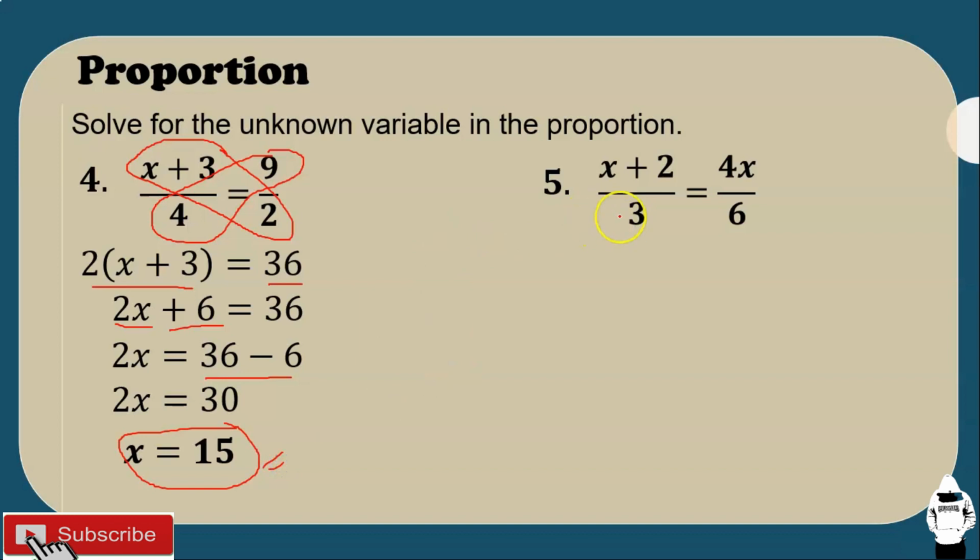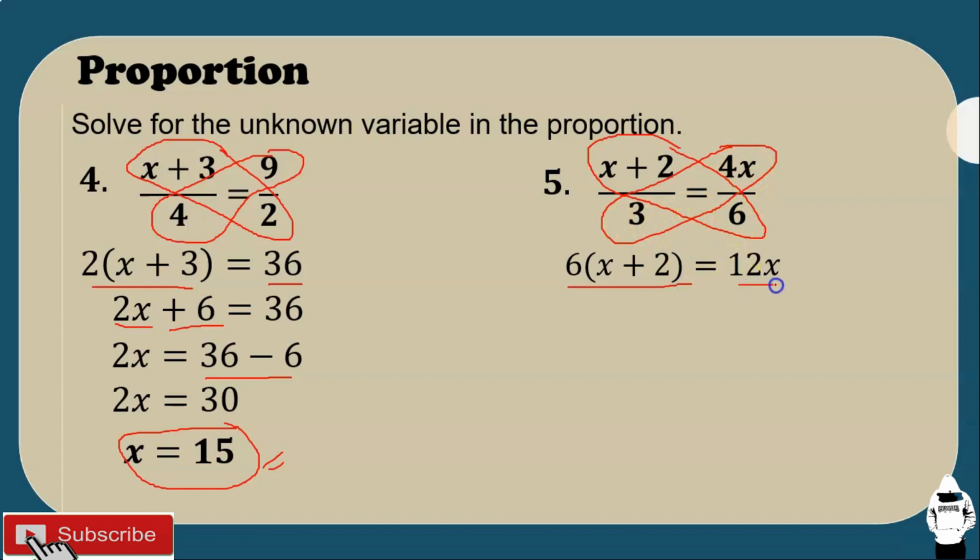Next, example number 5. (x + 2)/3 is equal to 4x/6. So to solve for the value of x, we need to use the cross multiplication property. So that is (x + 2) times 6 and 4x times 3. And then we have this one, (x + 2) times 6, that is 6 times the quantity (x + 2), is equal to 4x times 3, that is equal to 12x.